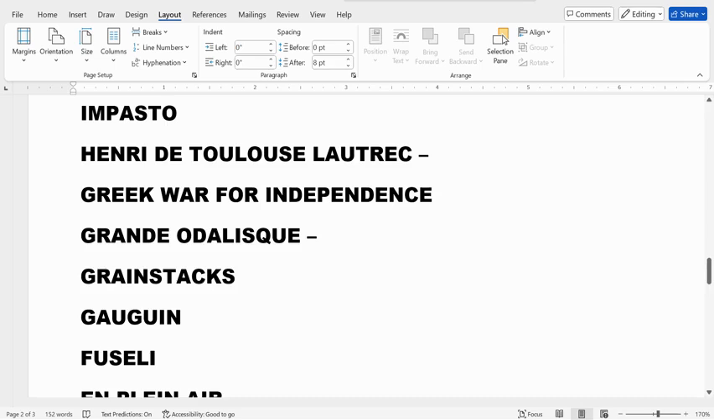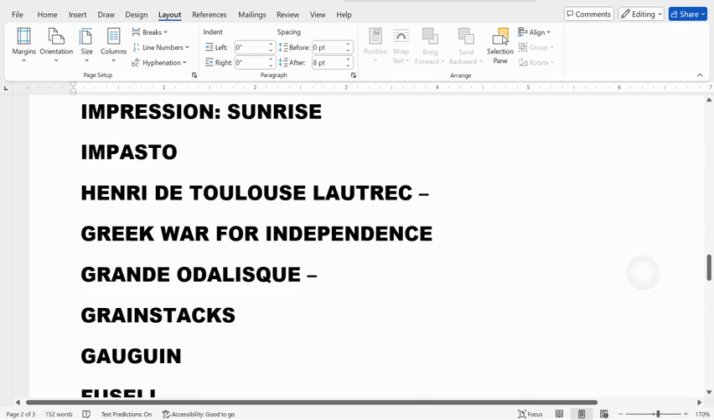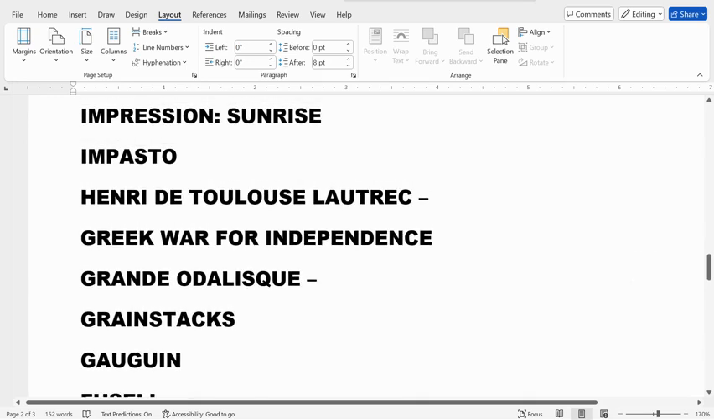Impasto. Impression, Sunrise is on the test. Know the basic info of that, like the slide ID info.